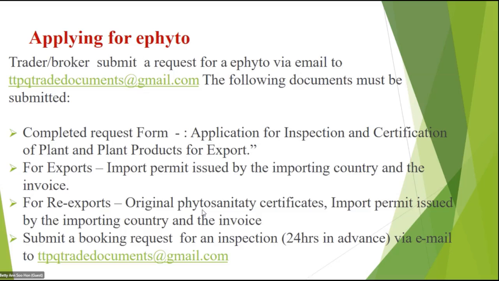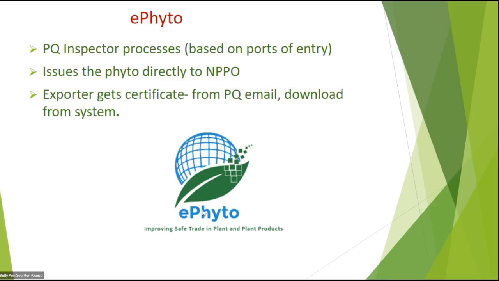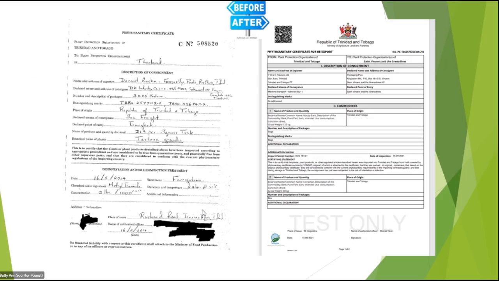He does the draft and does the processing. Issues the phyto directly to the National Plant Protection Organization. The exporter can get the certificate from the PQ email and download it from the system. This slide shows when phytos were manually done as opposed to what it looks like now with the electronic system, the before and after.